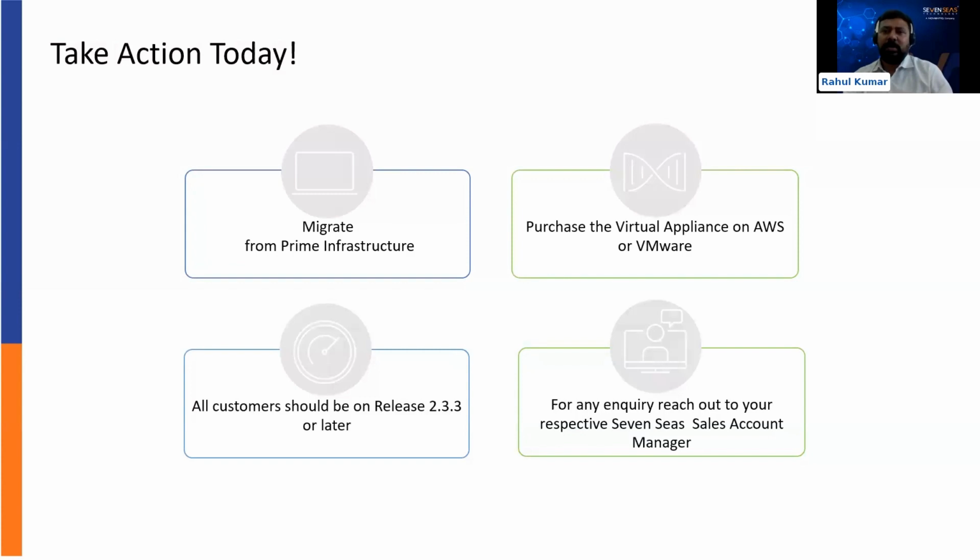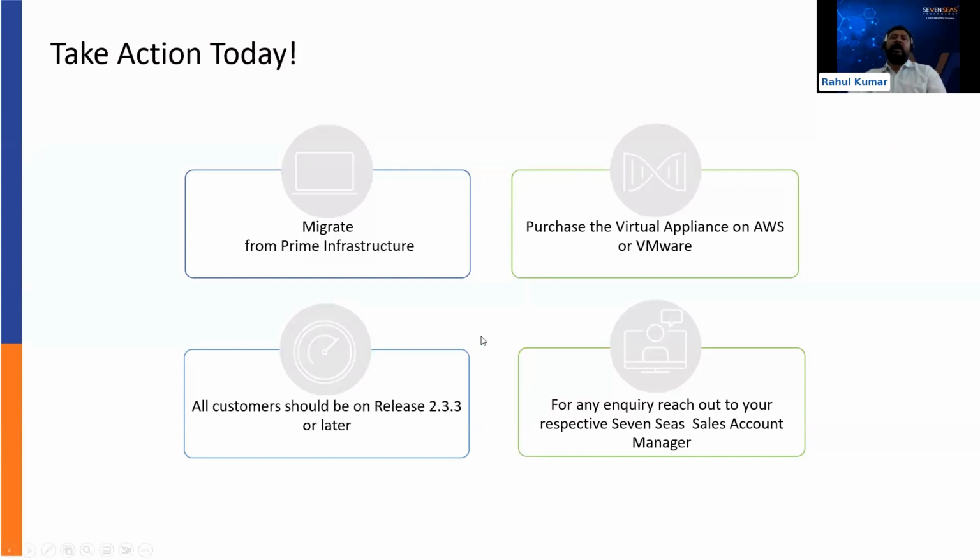So we have to take action today, right? The good thing about DNA Center is if you already are a Prime Infrastructure customer, a Cisco Prime customer, you can migrate all your maps and configuration as it is to Cisco DNA Center by doing a migration. The only thing is you should have a specific release in Cisco Prime that will support your migration. Your release should be 2.3.3 or later. That will support the migration easily.